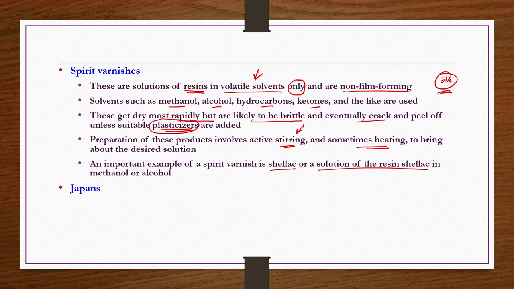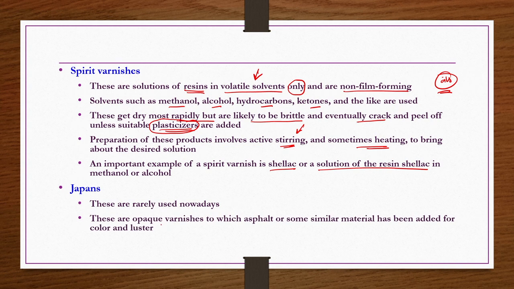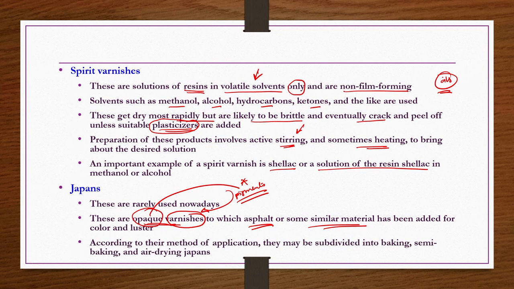Next type of oleoresinous varnish is Japans. These are rarely used nowadays. These are opaque varnishes. If you are calling them varnishes, then how does opaque come into the picture? Because in varnishes, we are not using pigments, and whatever opaque nature is there comes from pigment. So how does the opaqueness come into the varnishes? That is because some kind of asphalt or similar material is added to these Japans to get the required color. According to their method of application, they may be subdivided into baking, semi-baking and air-drying Japans.